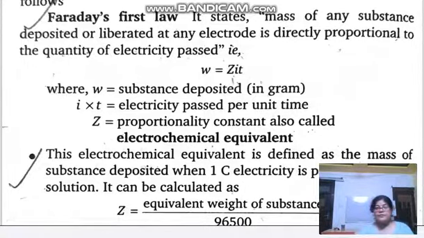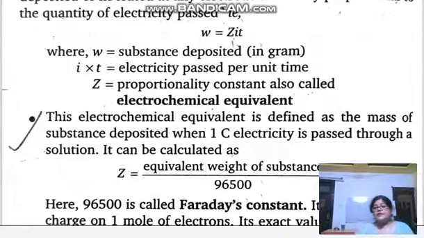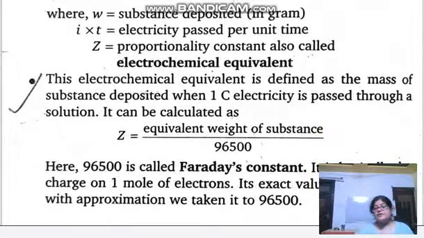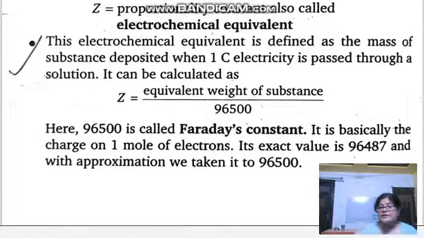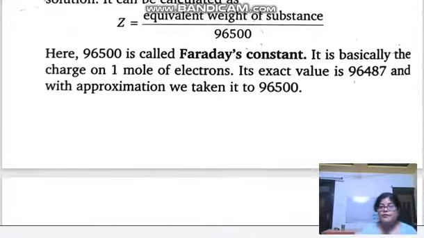This was Faraday's first law. Clear? Now, sometimes it is asked, what is electrochemical equivalent? Just define it. It is the mass of the substance deposited when 1 coulomb of electricity is passed through the solution. It is equal to the equivalent weight of the substance divided by 96500. 96,500 is called the Faraday constant, and that is why we remember Faraday. He presents a mathematical calculation. Okay, a magic number of Faraday, you can say.